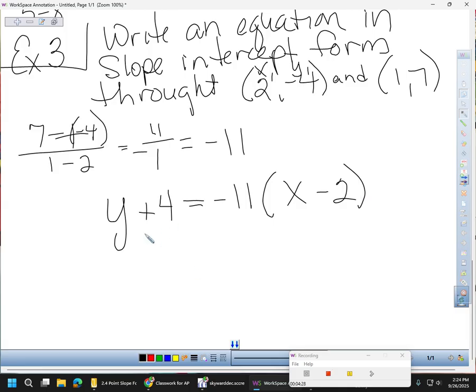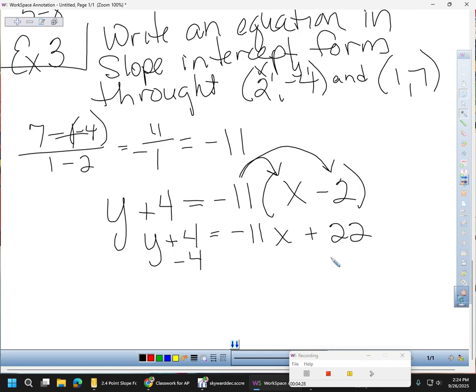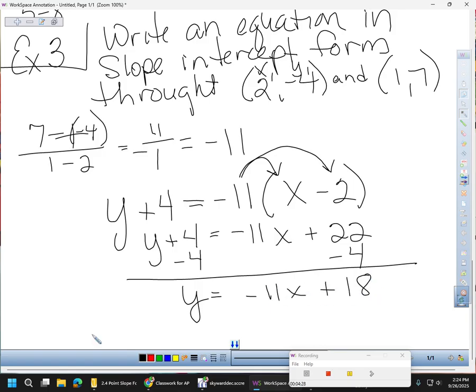Good. All right. So y plus 4 equals -11 times x is -11x. -11 times -2 is +22. And then I got to get y by itself, so we're going to subtract 4 from both sides. So we have y equals -11x plus 18.